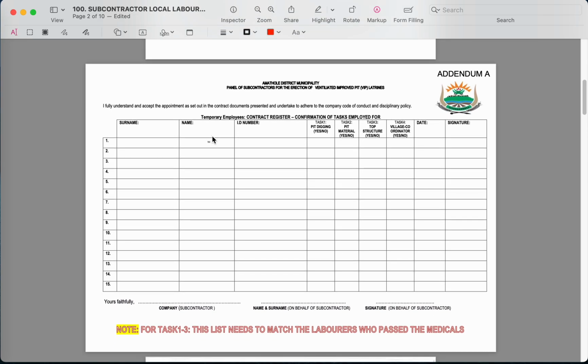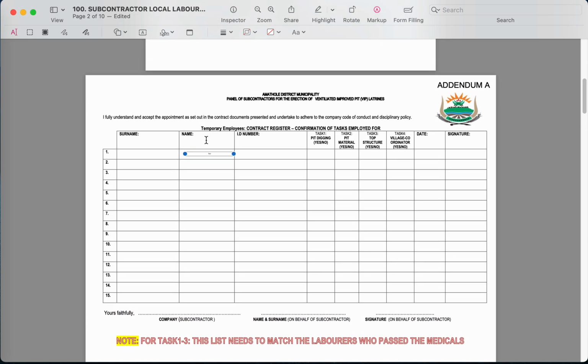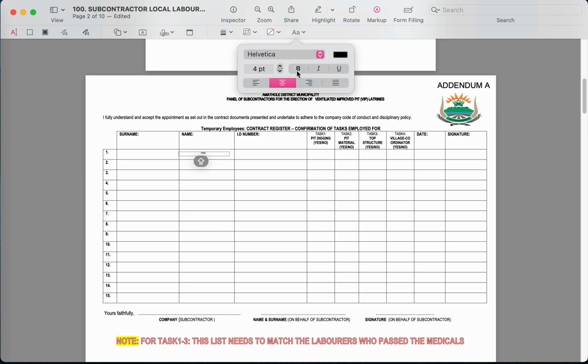So I'm just going to do one example on how to fill in this document here, and then we'll take it from there. So let's just do this. Let's say the employee name is Chris. Let's increase the size. It will be Chris, and then the surname will be Mulifi.